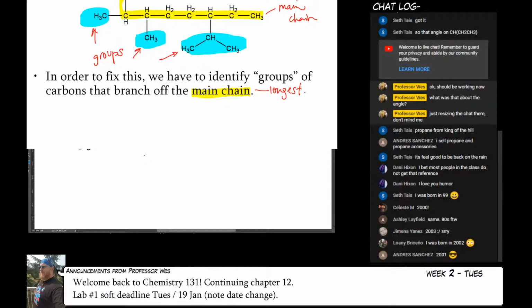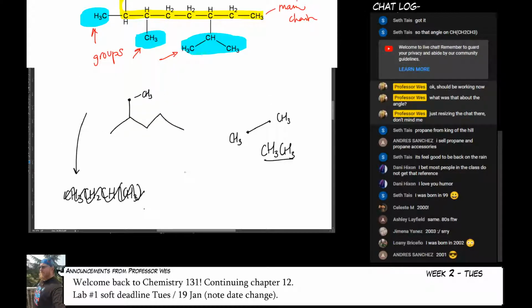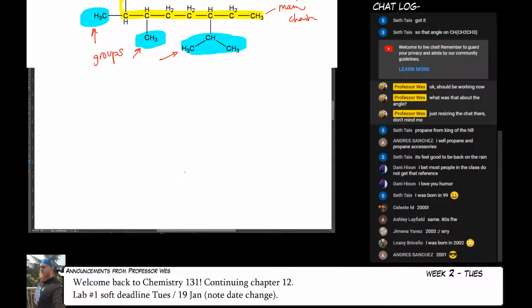I got to click on this little dot. There we go. And what we're going to do is identify groups. There are a lot of groups, but here are the ones that we are going to see most often in this class. So I'm going to use a squiggly line to represent the rest of the chain. So this is the main chain. We'll just put main chain.